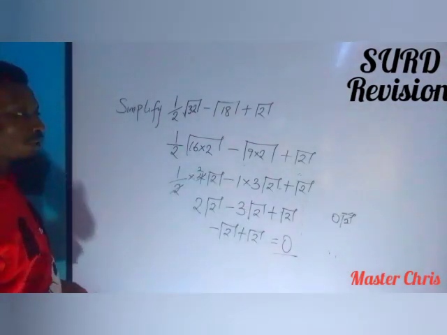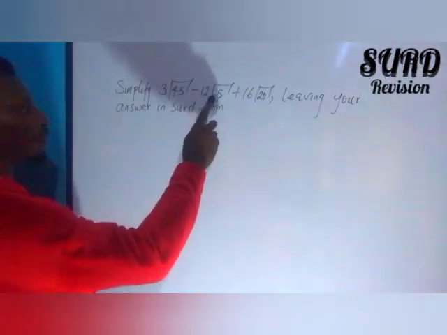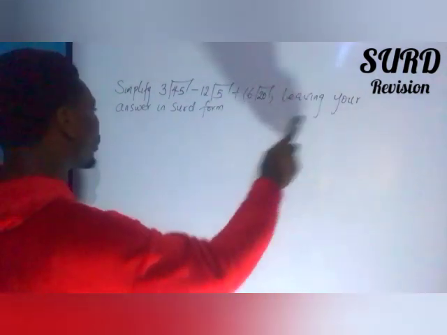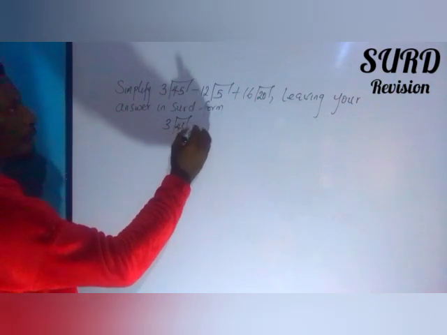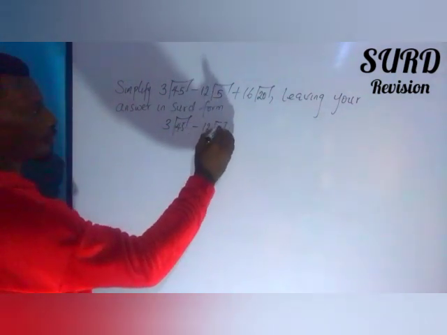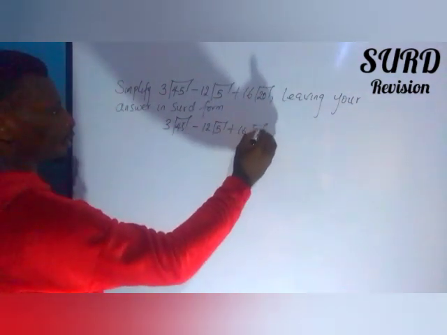So let's see the next question. Find 3 surd 45 minus 12 surd 5 plus 16 surd 20, leaving your answer in surd form. So 3 surd 45 minus 12 surd 5 plus 16 surd 20.